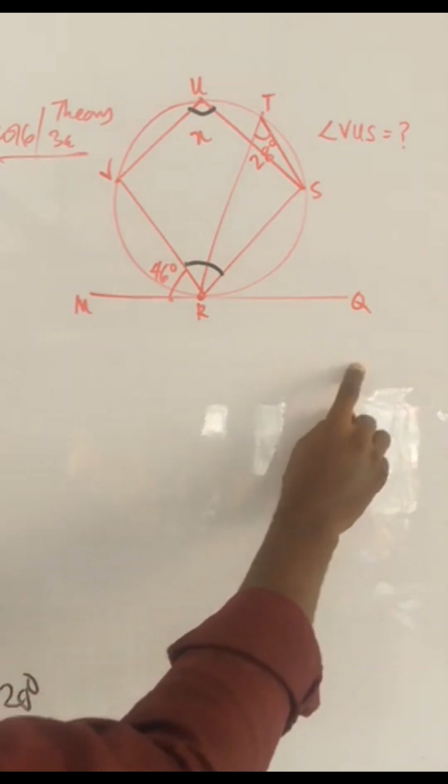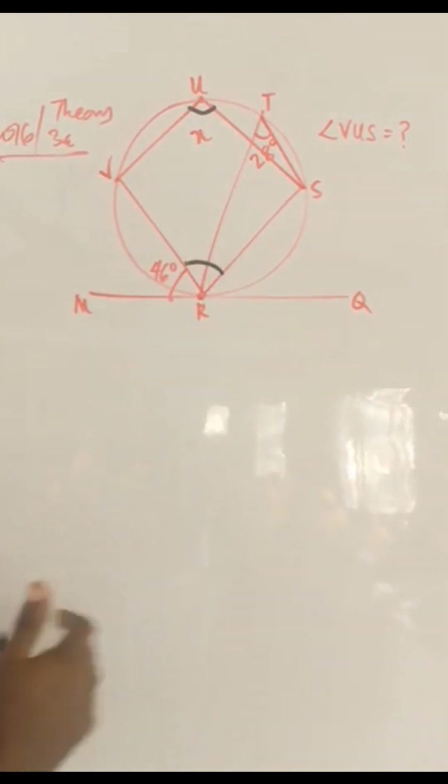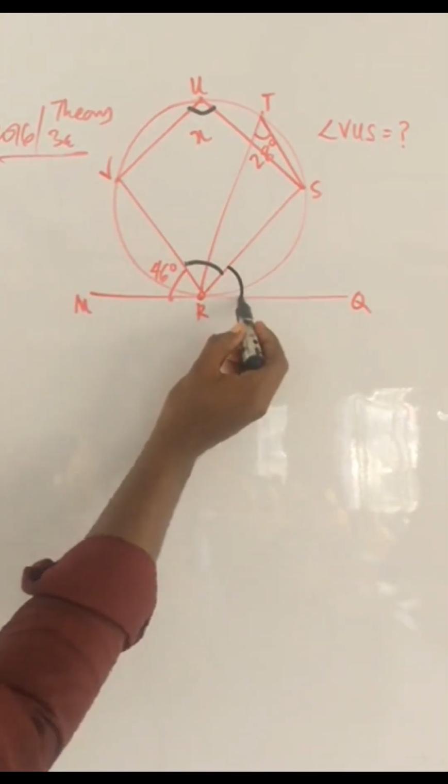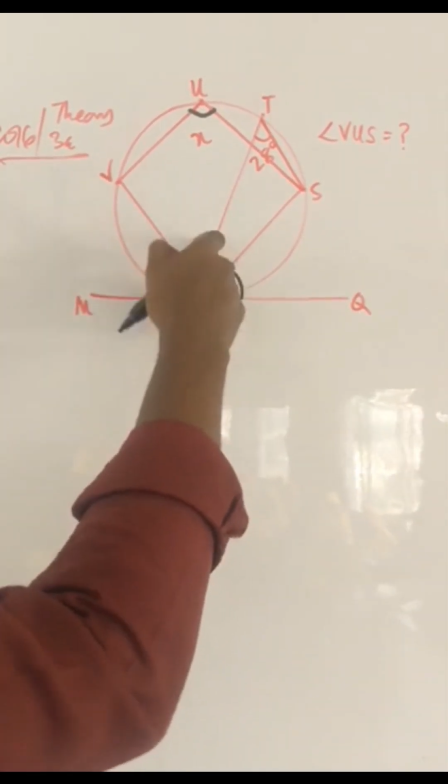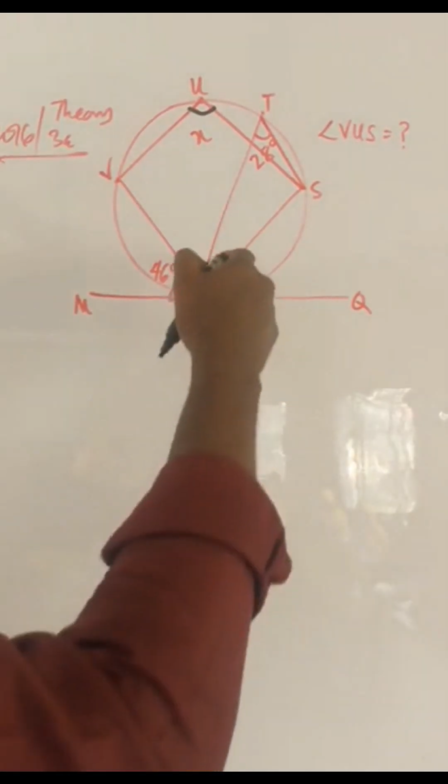This is a straight line. This angle plus this third angle must give 180. Angle on a straight line. So if I know this angle, I know this. If I know this, we can get this. Question is, how can we get this angle?